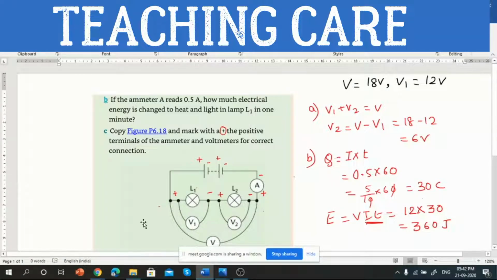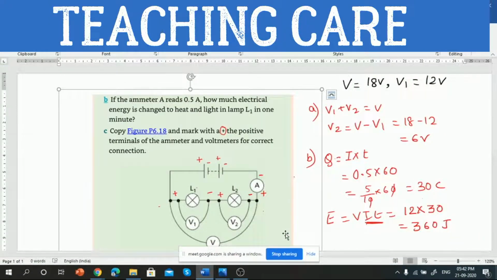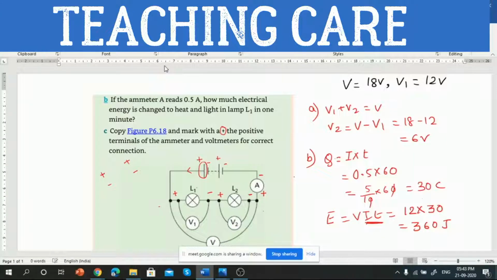Can we just take a new page? Here it is positive. Here it is negative. Because this part is the positive terminal, it says the positive part will be connected to the positive terminal of the battery. Since we are considering the terminal of the battery, we are not considering anything else. So always the positive terminal will be connected to the positive terminal and the negative terminal will be connected to the negative terminal, right? So here only we have the positive terminals. Here we only have the negative terminals.